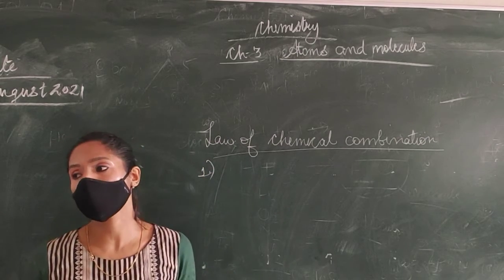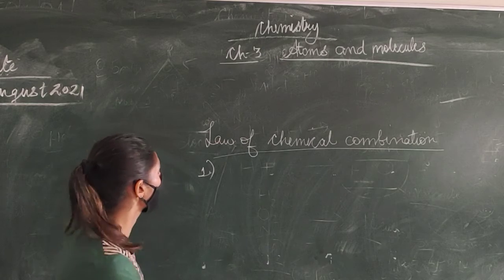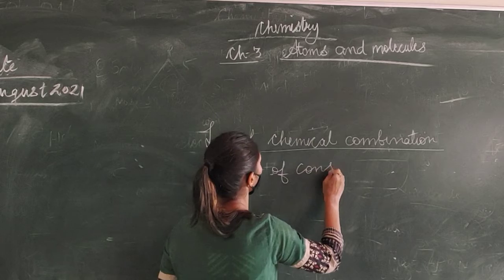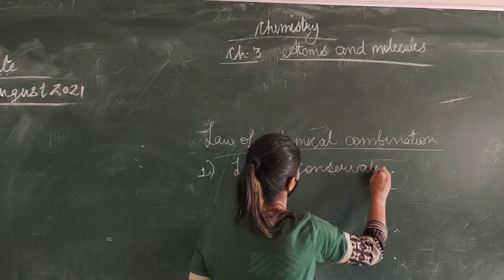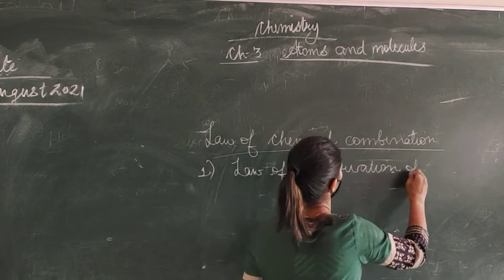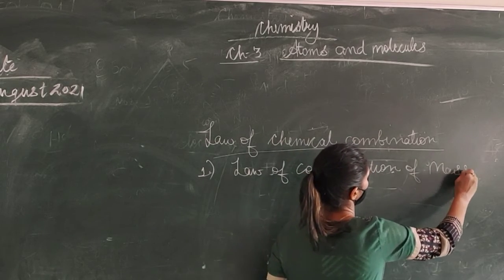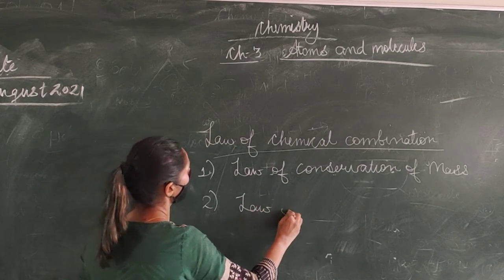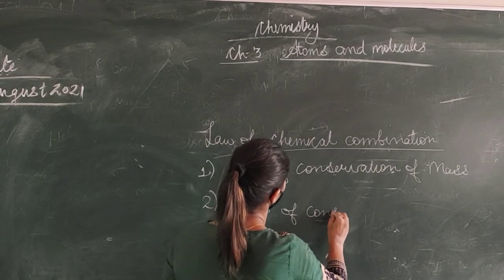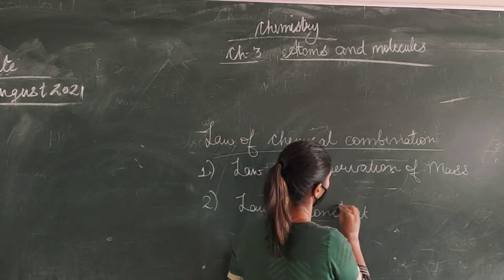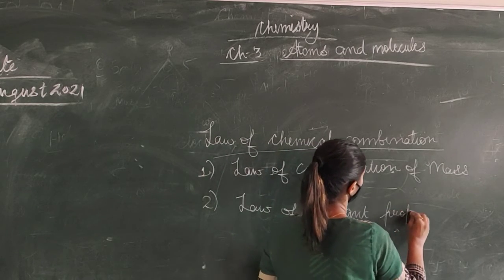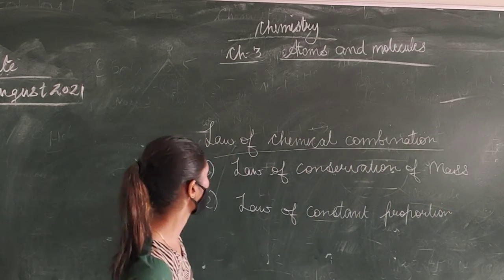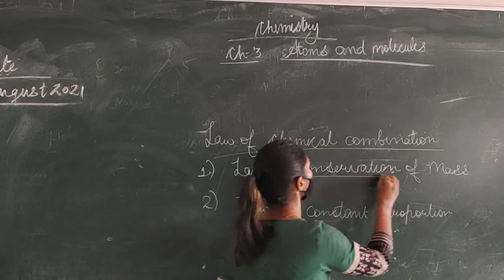There are 2 laws of chemical combination. Number 1 is the law of conservation of mass, and the other is the law of constant proportion. First we take the law of conservation of mass.